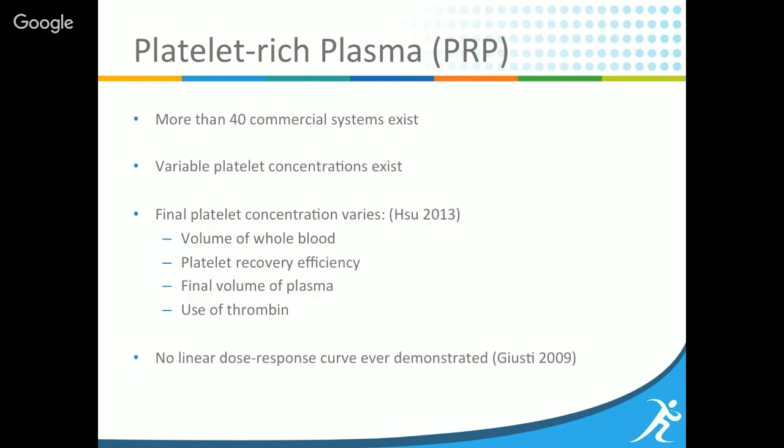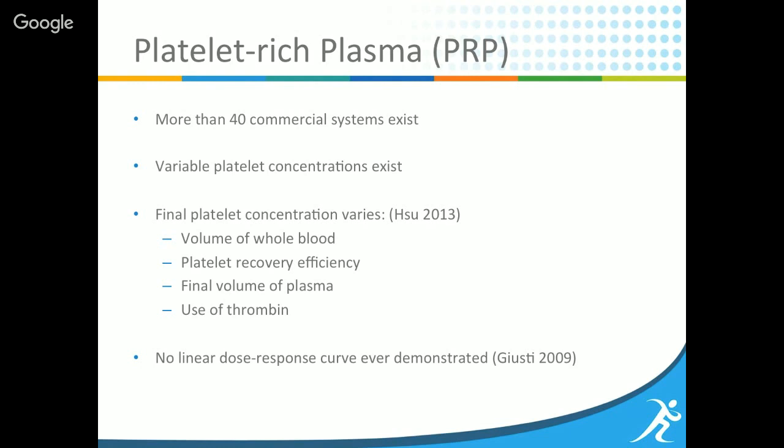Now, more than 40 commercial systems exist. Of those commercial systems, they all have variable platelet concentrations. There's one study that proved that a lot of these different systems are all different in terms of how much blood volume they take, how many platelets they recover, the final volume of plasma they end up getting from the volume they collect. And then some do or do not use thrombin.